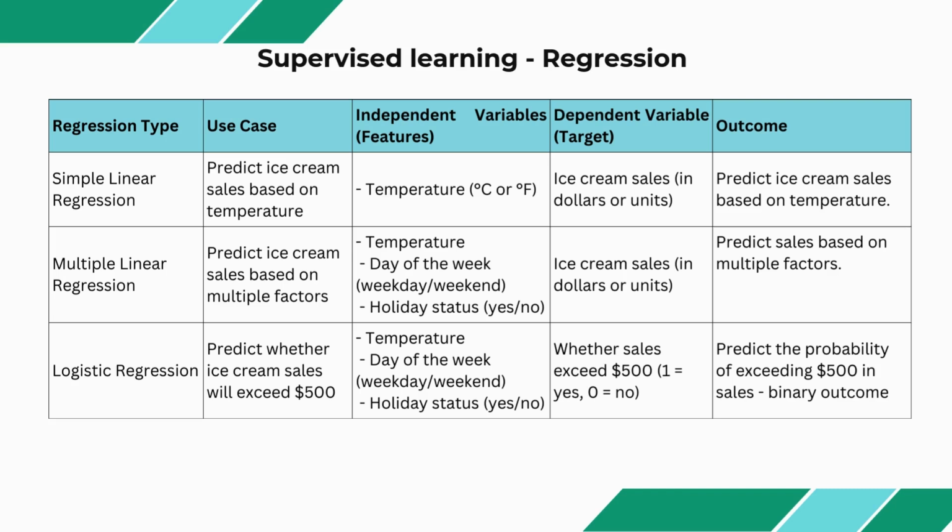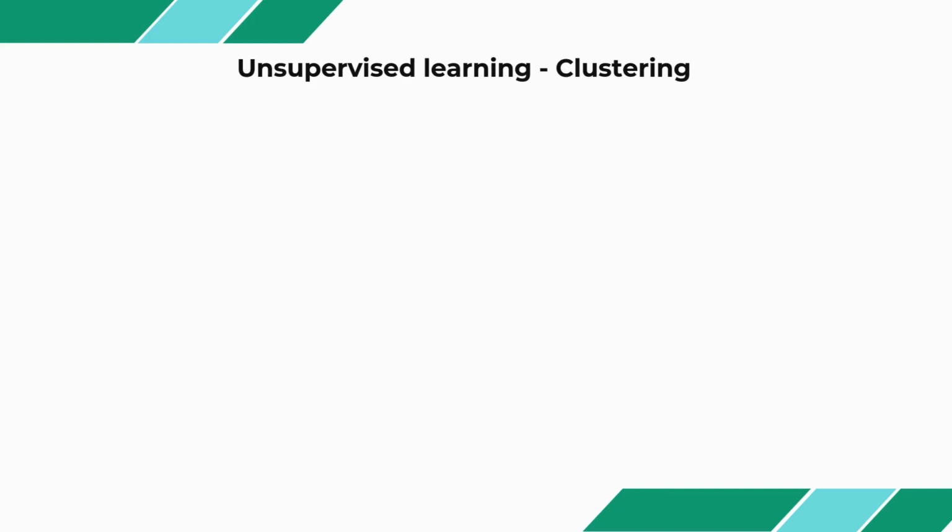So that's it in regression. And that's it in supervised learning, where we saw classification and regression. And now we'll move to unsupervised learning. Over here, there are two techniques available. The first one is clustering and the next one is anomaly detection.